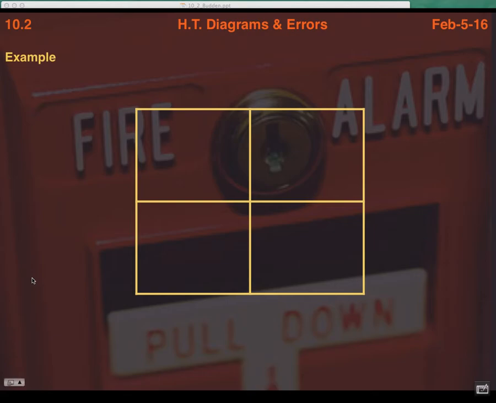Okay. So let's think of a real world example. So let's think of the case of a fire.